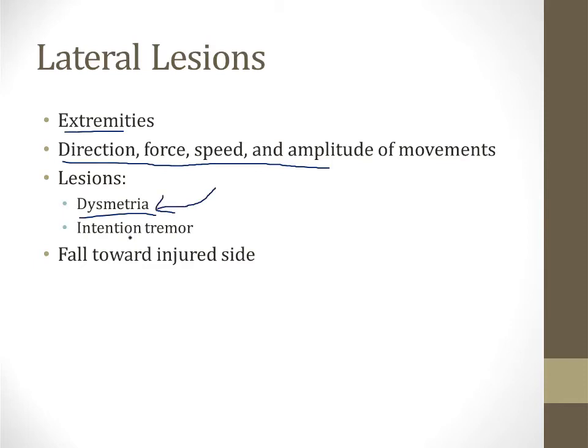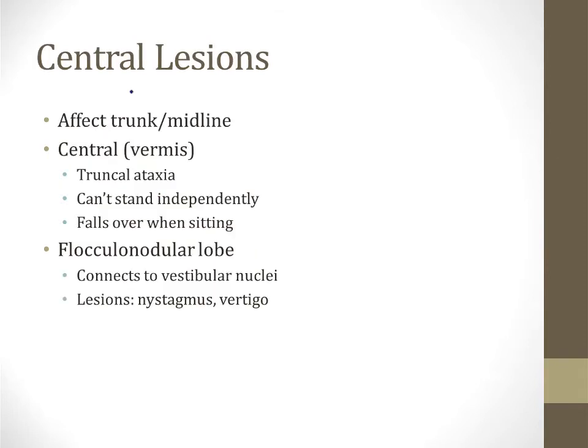These patients can also have an intention tremor. When they try to move their finger towards an object, it will begin to shake because they cannot coordinate that movement because of a lateral lesion of the cerebellum. In addition, they can have problems in their legs, and these will present as falling toward the injured side. They will not be able to position their leg to plant it properly, and therefore they will fall towards the side of the lesion.